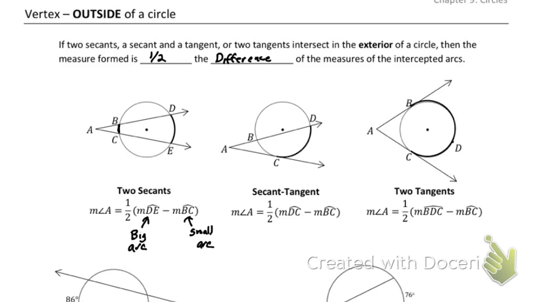If it's a secant and a tangent, we need to find the big arc and then the small arc. I guess I could highlight that in purple. This would be the small arc. So it'd be CD, or DC, minus BC, divided by 2. And finally, if it's two tangents, we find our big arc, which is actually BDC. And then BC is my small one. We subtract and divide by 2. So doing a couple examples. I don't think I missed anything else up there. Just remember it's big minus small.